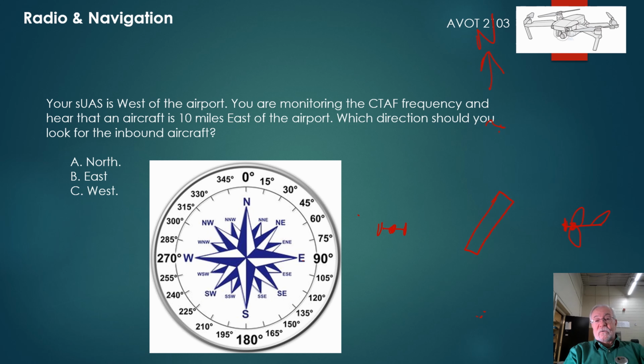Should you look north? Should you look over here for him? No. You wouldn't look over here. He's not over there. He's not over here to the north. He's not to the south. He's to the east, because you know what the compass reads. How to orient yourself to the compass.